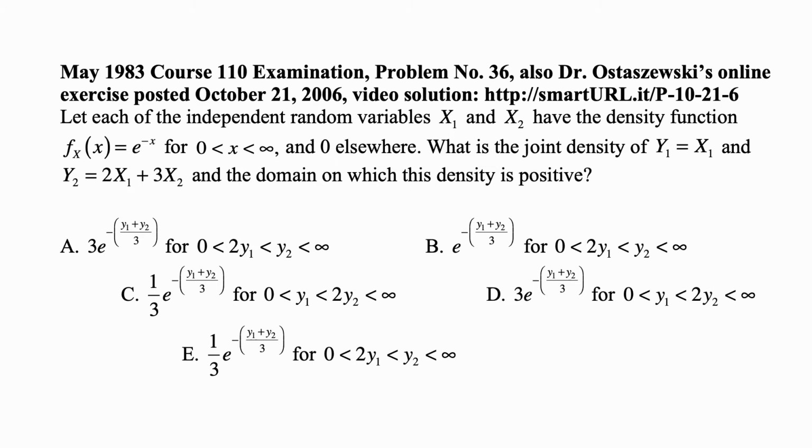Here's a problem for today. For exam P on probability, let each of the independent random variables x1 and x2 have the density function f sub x of x equal to e to the minus x for x between 0 and plus infinity and 0 elsewhere. What is the joint density of y1 equal to x1 and y2 equal to 2x1 plus 3x2, and the domain on which this density is positive?